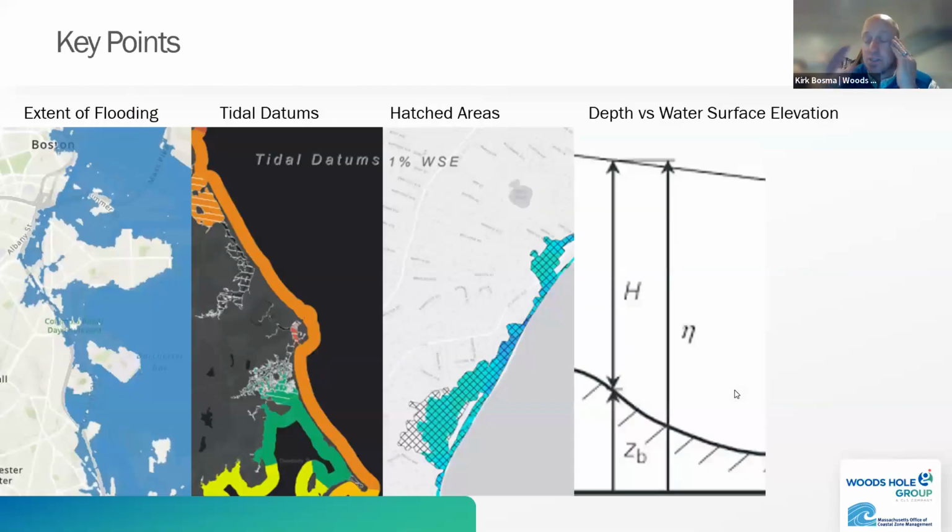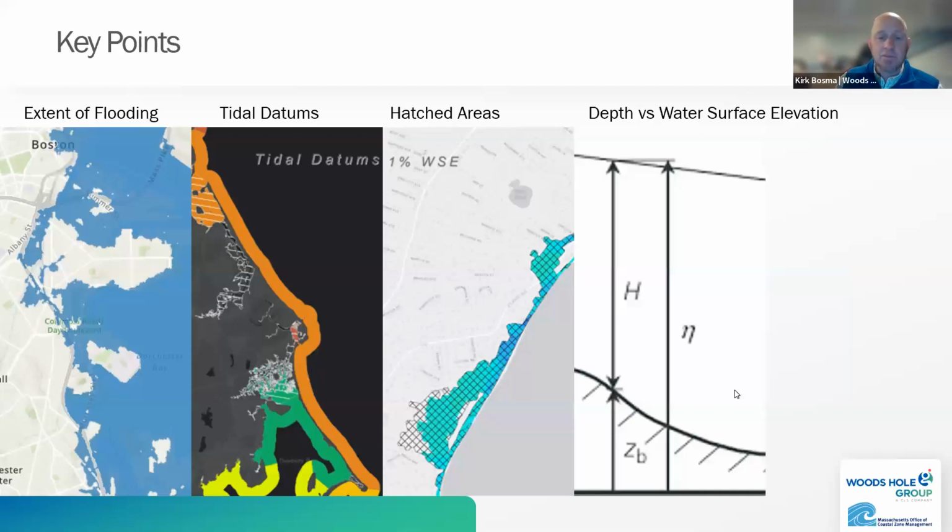So key points just to remember about the data, right? One, and these are things that we've heard over and over again where people are getting confused. The extent of flooding is the extent of the flooding. It's consistent across all data sets. It doesn't change whether you have design flood elevation or wave action water level information or still water level.